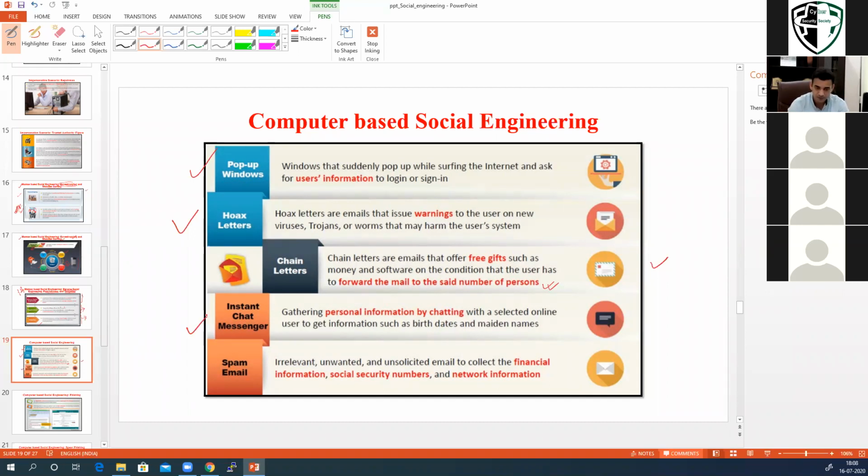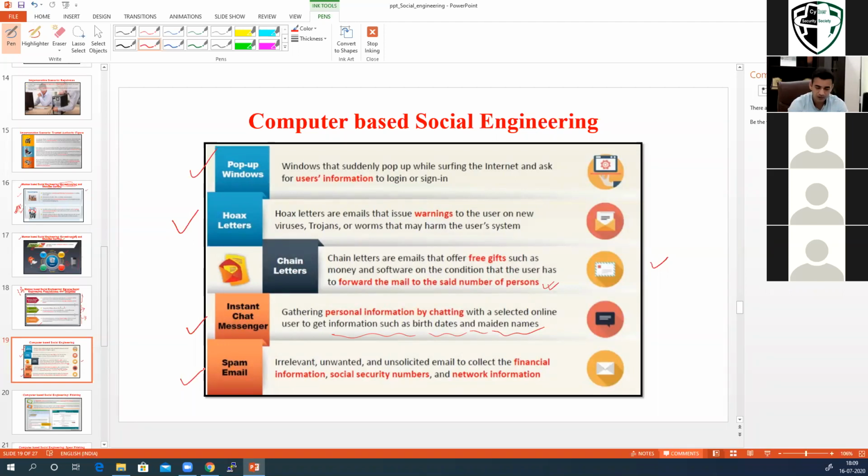Instant chat messenger. Okay, they try to basically gather personal information by chatting, okay, with selected online users to get information such as birth dates and maiden names. Okay, so आप पहले आपके पास जैसे किसी वेबसाइट पे आप सपोज कर लो एंटर करते हो, there is a kind of help which comes in the form of a chat window and they try to just intervene with you. Okay, so if that particular website is an authentic website, obviously it is very good. But if it is not, then you have to be very much aware about that. Okay, because they will try to chat with you and obviously on the move, जैसे जैसे वो आगे बढ़ेंगे, there can be phases and you can reveal some of the information जो कि आपको नहीं करनी चाहिए.